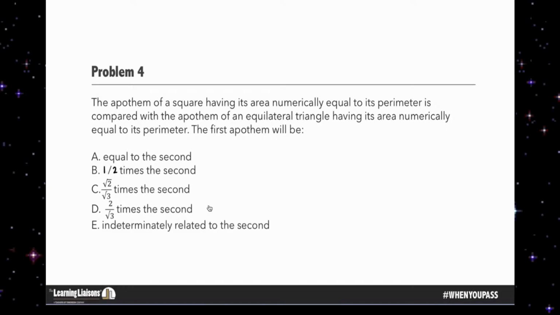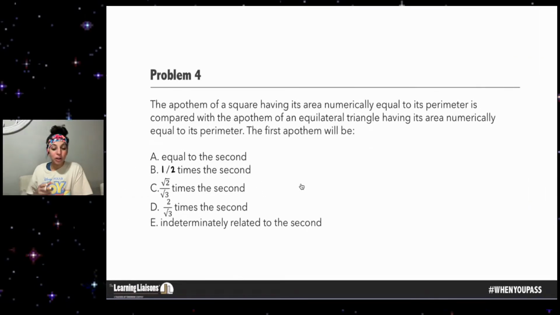The apothem of a square having its area numerically equal to its perimeter is compared with the apothem of an equilateral triangle having its area numerically equal to its perimeter. The first apothem will be equal to the second, half times the second, square root of 2 divided by square root of 3 times the second, 2 divided by the square root of 3 times the second, or indeterminately related to the second. This is a fun one. It's a weird one, though.